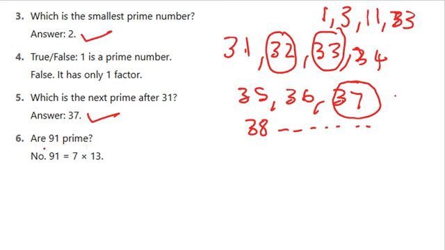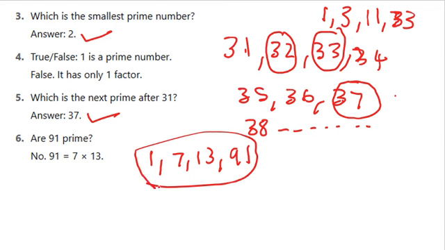37 is only two numbers. So is 91 a prime number? No, it is not. Why? Because 91 has factors like 1, 7, 13, and itself, 91. So this is not a prime.